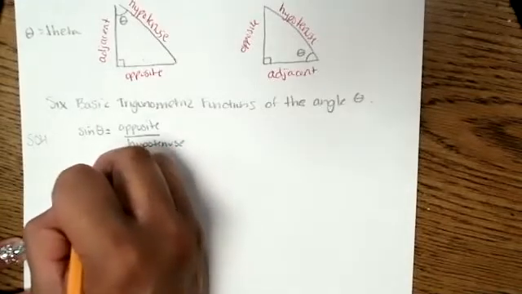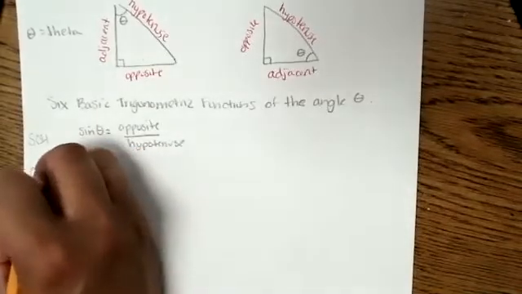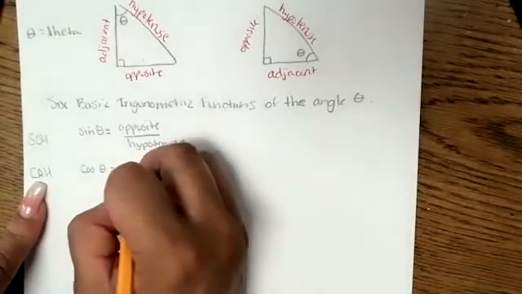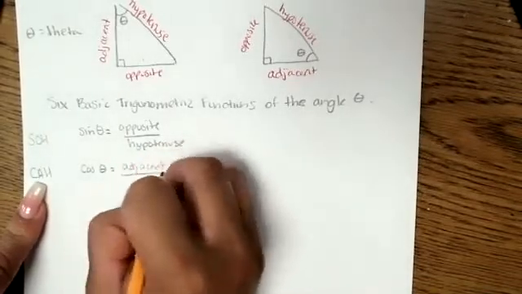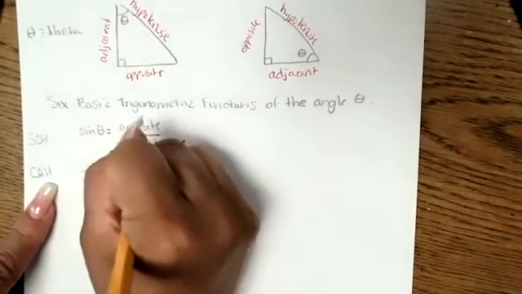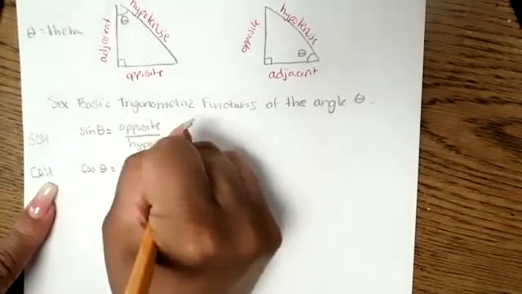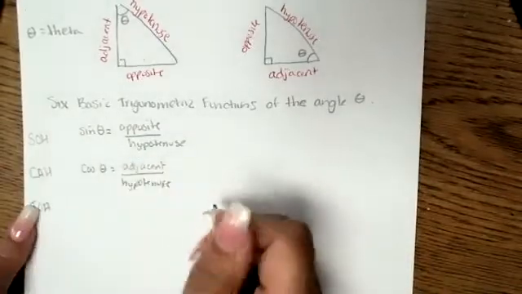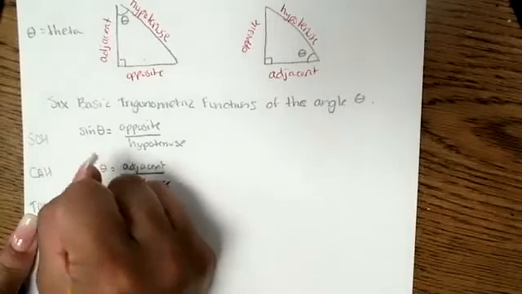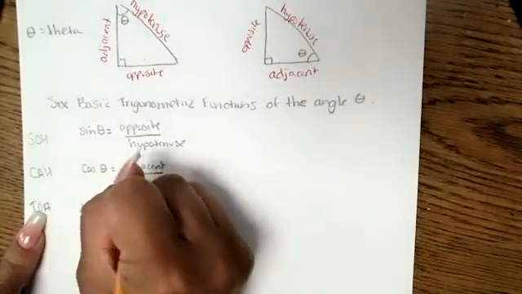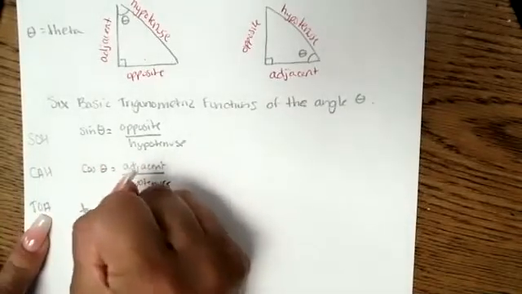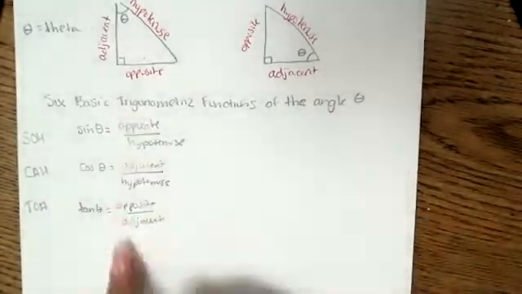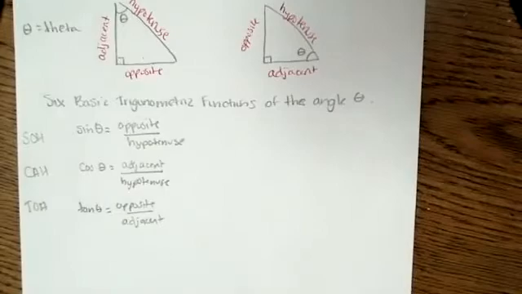The cosine of theta is going to be the adjacent over the hypotenuse. And then the TOA, the tangent, is going to be the opposite over the adjacent. Now, these are 3. Now, where are the other 3?